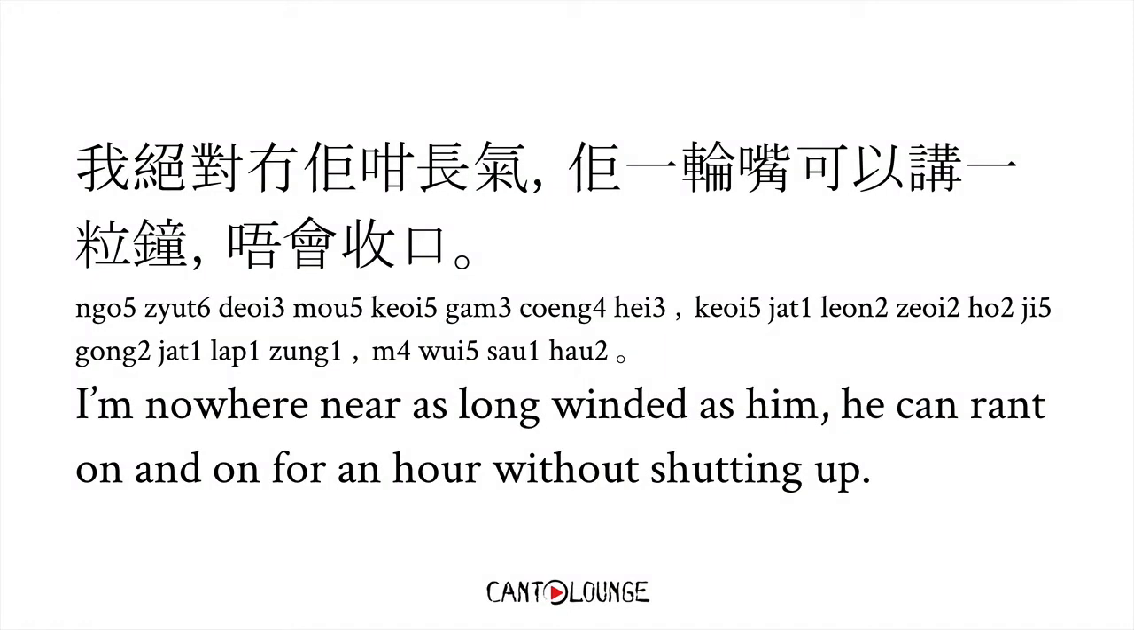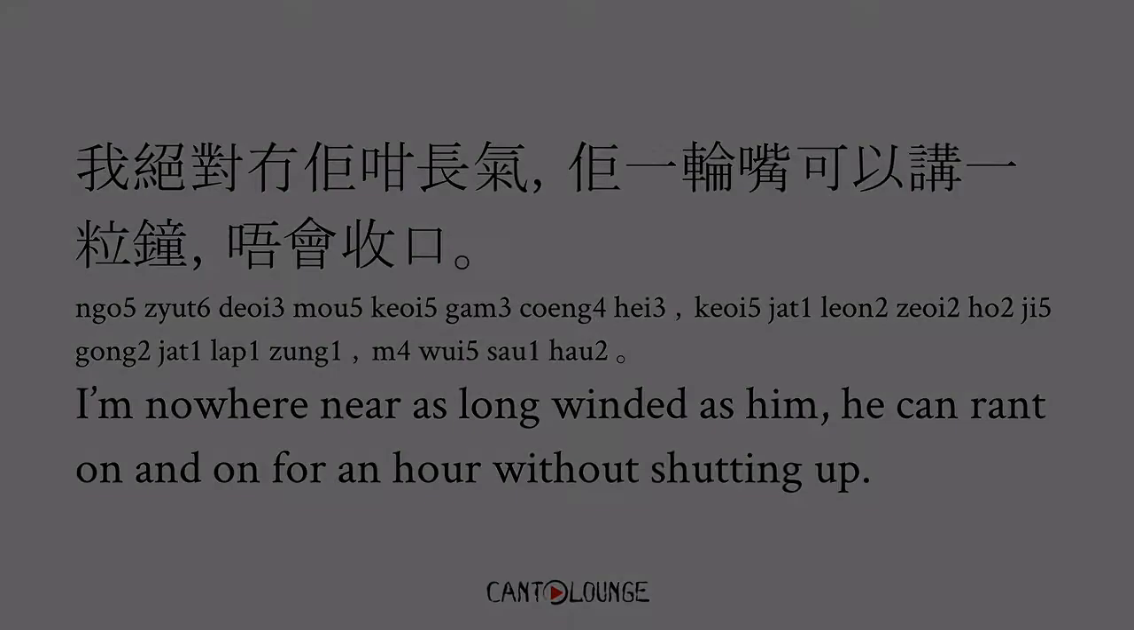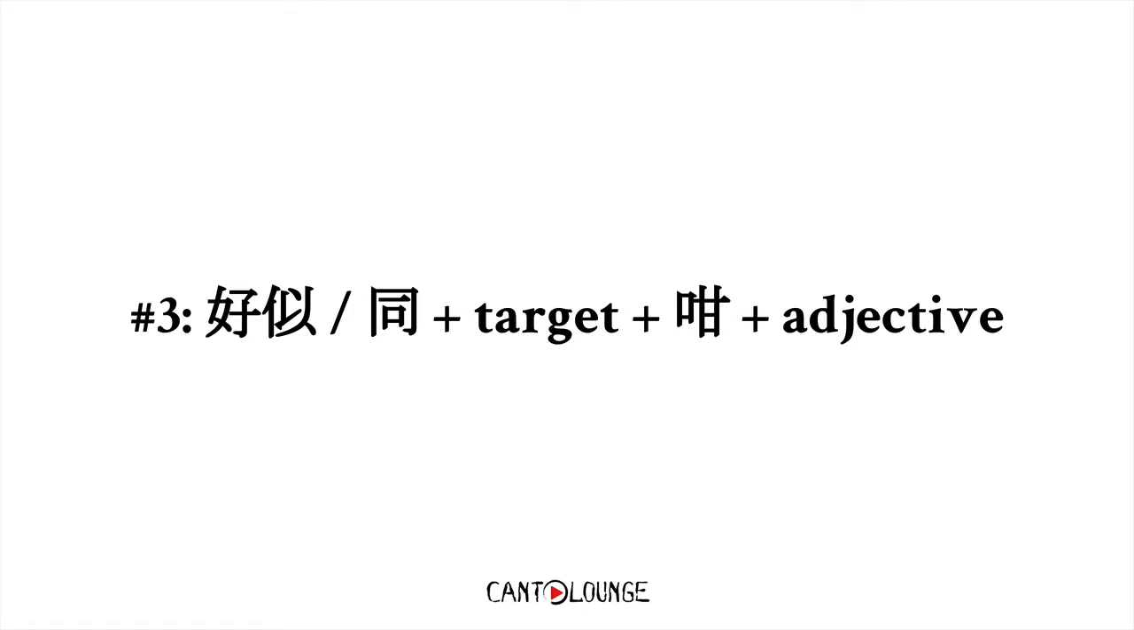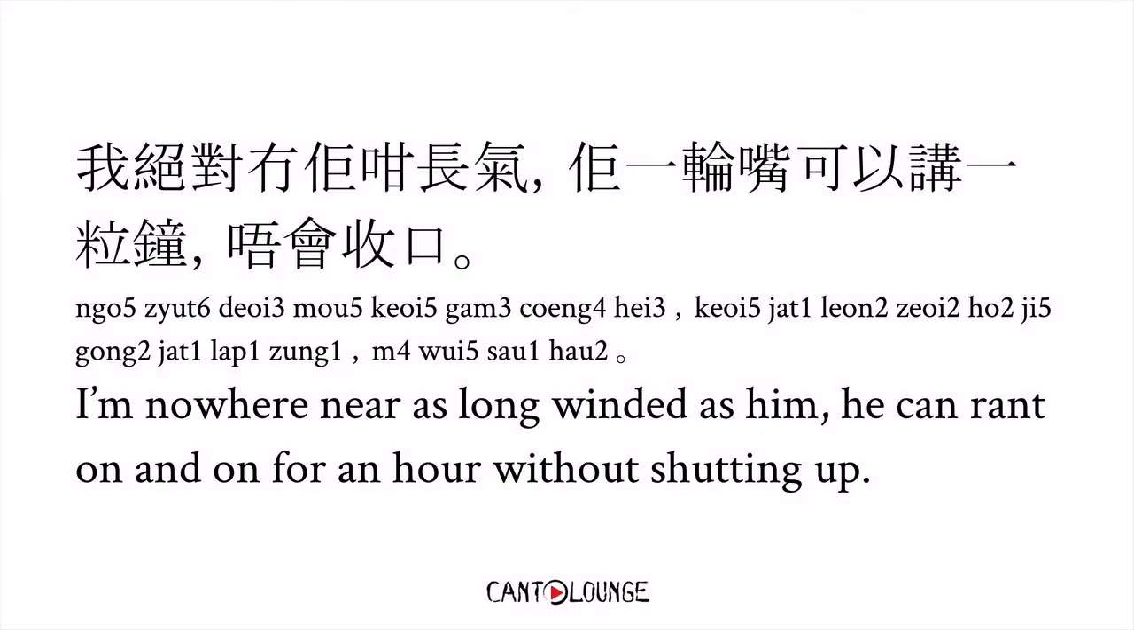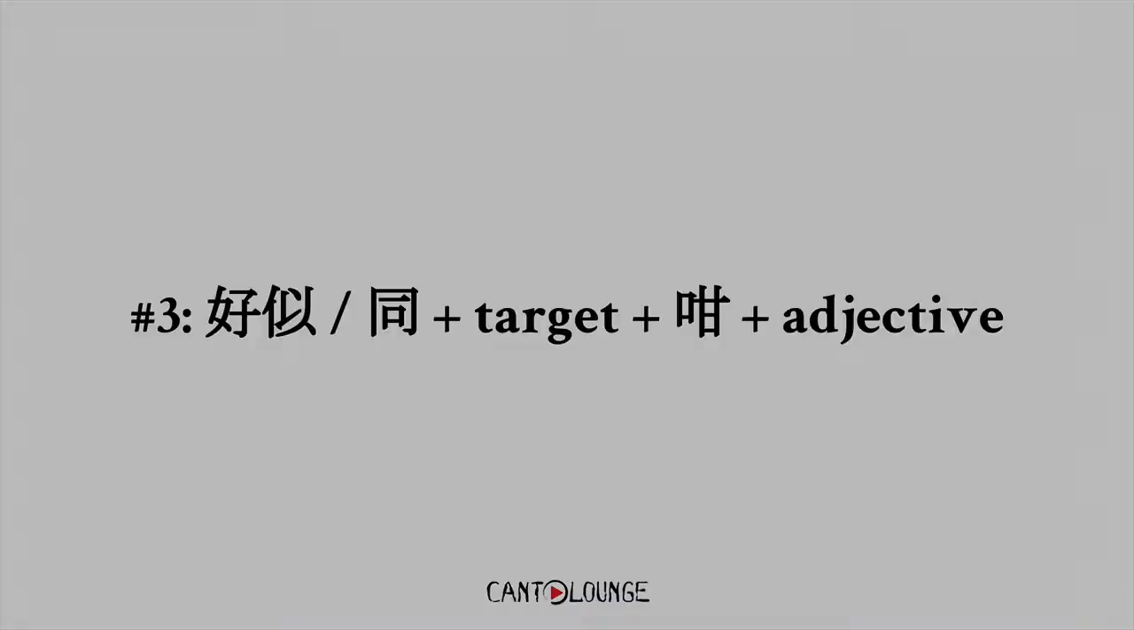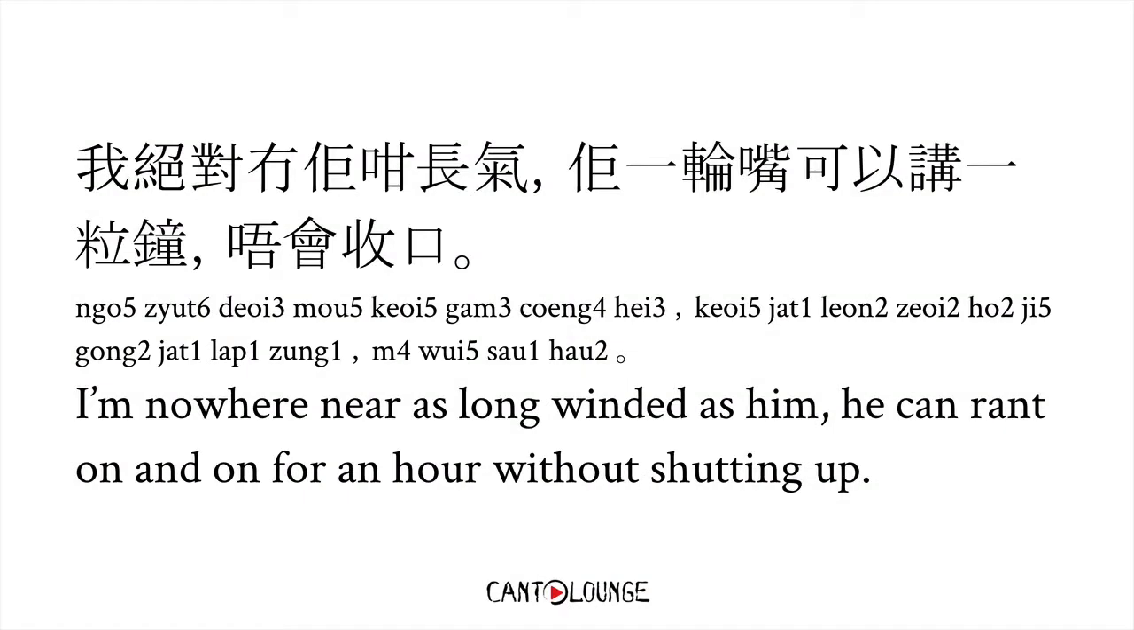So we actually have a negative example here. So the negative example is 冇佢咁長氣. So instead of the 好似 or 同, we replace that with 冇. Okay, and the target would be 佢, the target of comparison. 咁 would be part of the pattern, and 長氣 would be the adjective. So not as 長氣, which means long-winded, as him. Okay.